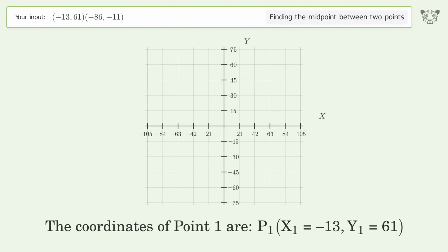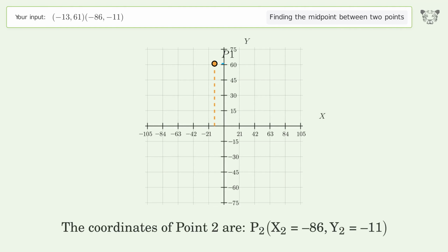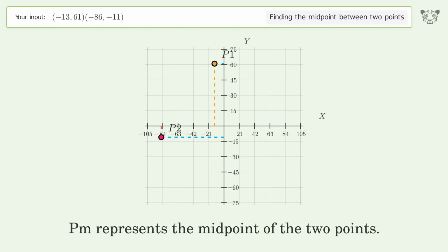The coordinates of point 1 are, x1 equals negative 13, y1 equals 61. The coordinates of point 2 are, x2 equals negative 86, y2 equals negative 11. PM represents the midpoint of the 2 points.